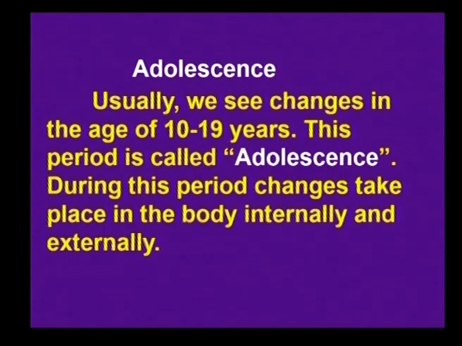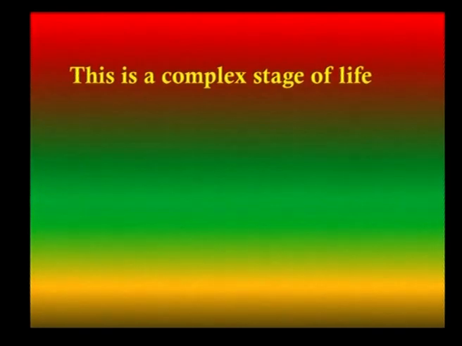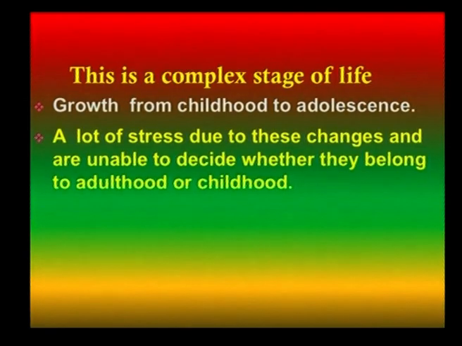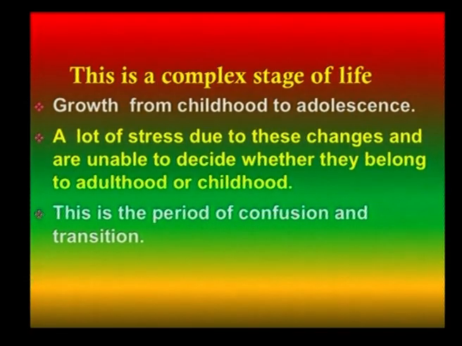This is the adolescence stage. Usually we see changes in the age of 10 to 19 years. This period is called adolescence. During this period, changes take place in the body internally and externally. This is a complex stage of life. Growth from childhood to adulthood takes place in this period. There is a lot of stress due to these changes, and they are unable to decide whether they belong to adulthood or childhood. This is the period of confusion and transition.